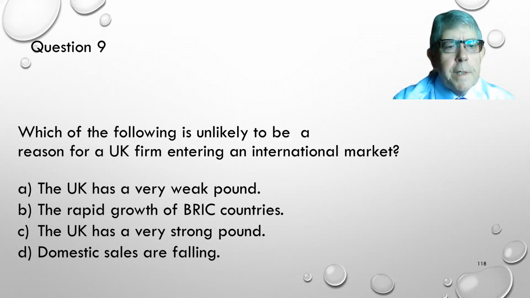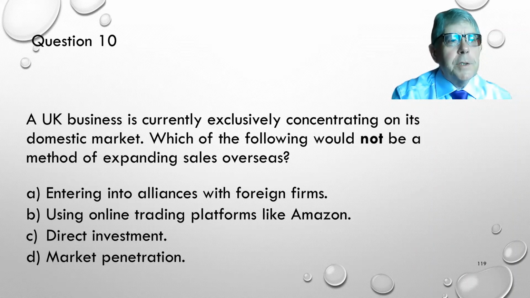Question 9. Which of the following is unlikely to be a reason for a UK firm entering an international market? A, the UK has a very weak pound. B, the rapid growth of BRIC countries. C, the UK has a very strong pound. Or D, domestic sales are falling. Question 10. A UK business is currently exclusively concentrating on its domestic market. Which of the following would not be a method of expanding sales overseas? A, entering into alliances with foreign firms. B, using online trading platforms like Amazon. C, direct investment. Or D, market penetration.